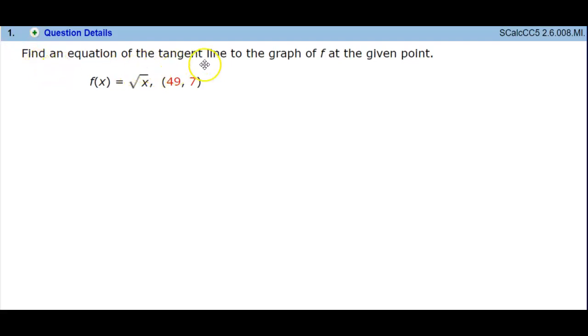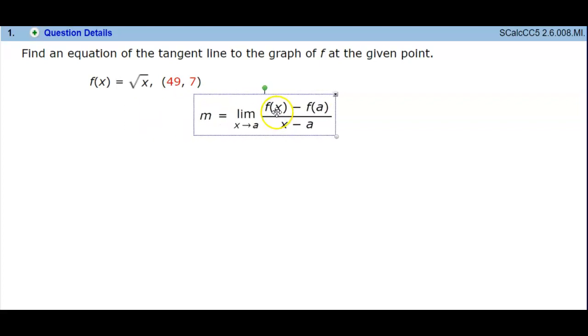Find an equation of the tangent line to the graph of f at the given point, where the function f of x is equal to the square root of x, and the point is given at (49, 7). So we're going to be using definition 1, which is the following.